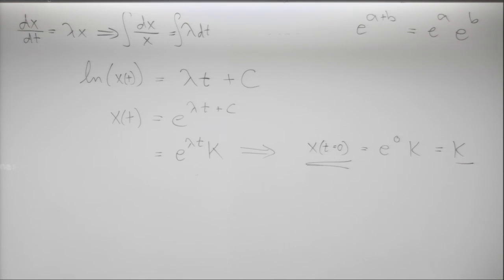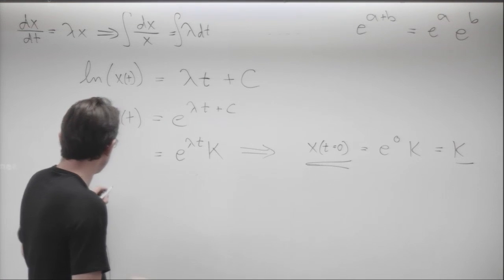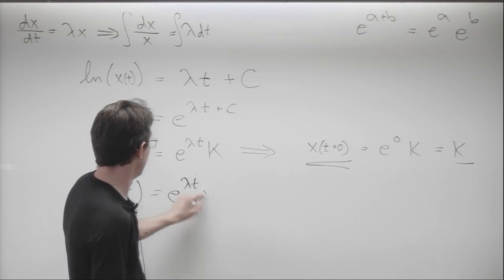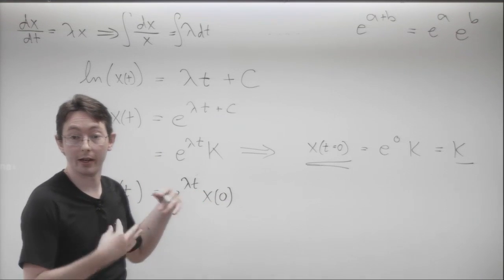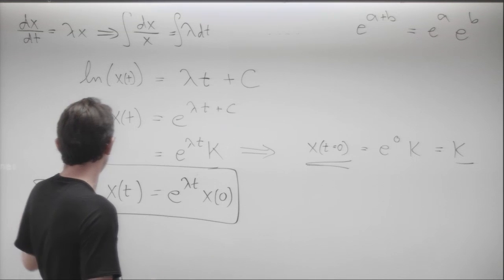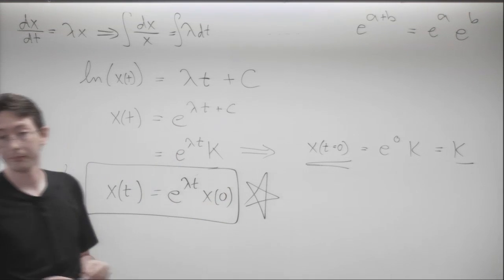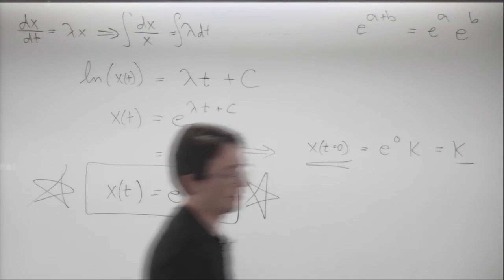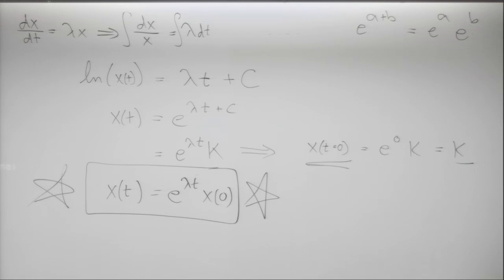Okay? Okay, so the full solution is x of t equals e to the lambda t times my population at time 0. Okay, really important equation. Simple, but important. Okay, any questions about exponentials, the first order linear differential equation? No?